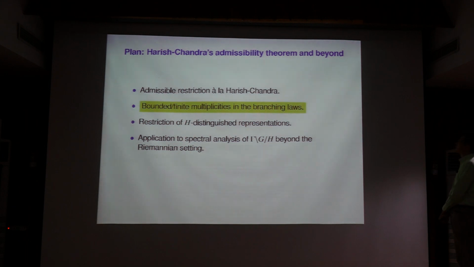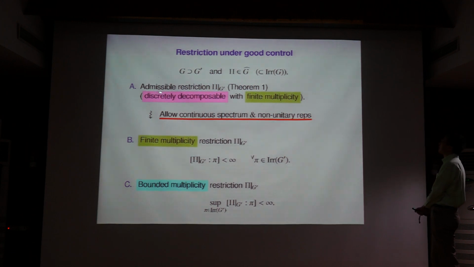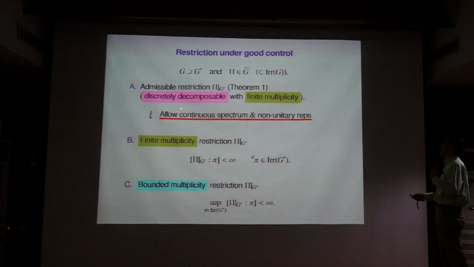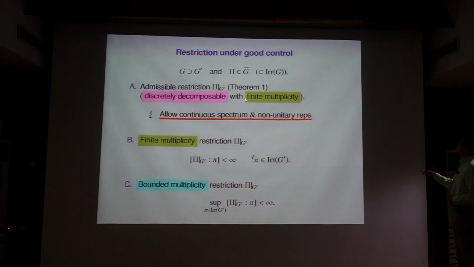Okay, now let us go on to the second topic. We have given criteria, necessary and sufficient conditions, for admissible restrictions, and also explained some classification results. But in general, the assumption of no continuous spectrum is too strong. In most cases, the decomposition may have a continuous spectrum. So we may forget the first condition, and then we get a broader setting with finite multiplicity restrictions. This is the second topic.